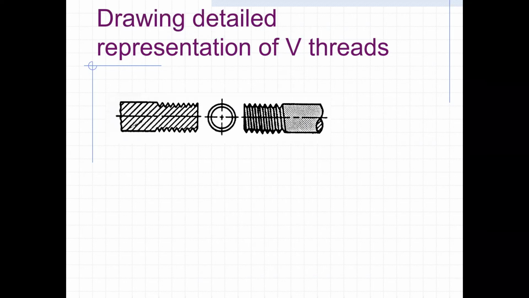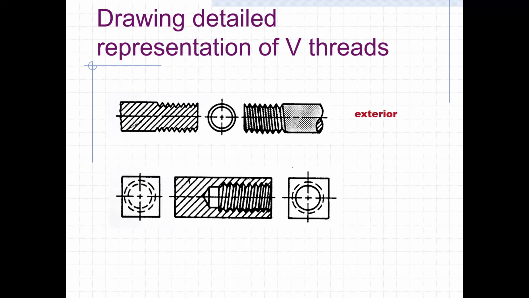So if it's detailed on external threads, you'll see it like this. And if it's detailed on internal threads, if you're looking at it from the profile view, you'll actually see the thread forms. And if you're looking at it from, in this case, the right side view, which is where the hole is actually at, the left side over here is all hidden lines. So we've got the solid material between it and the hole.